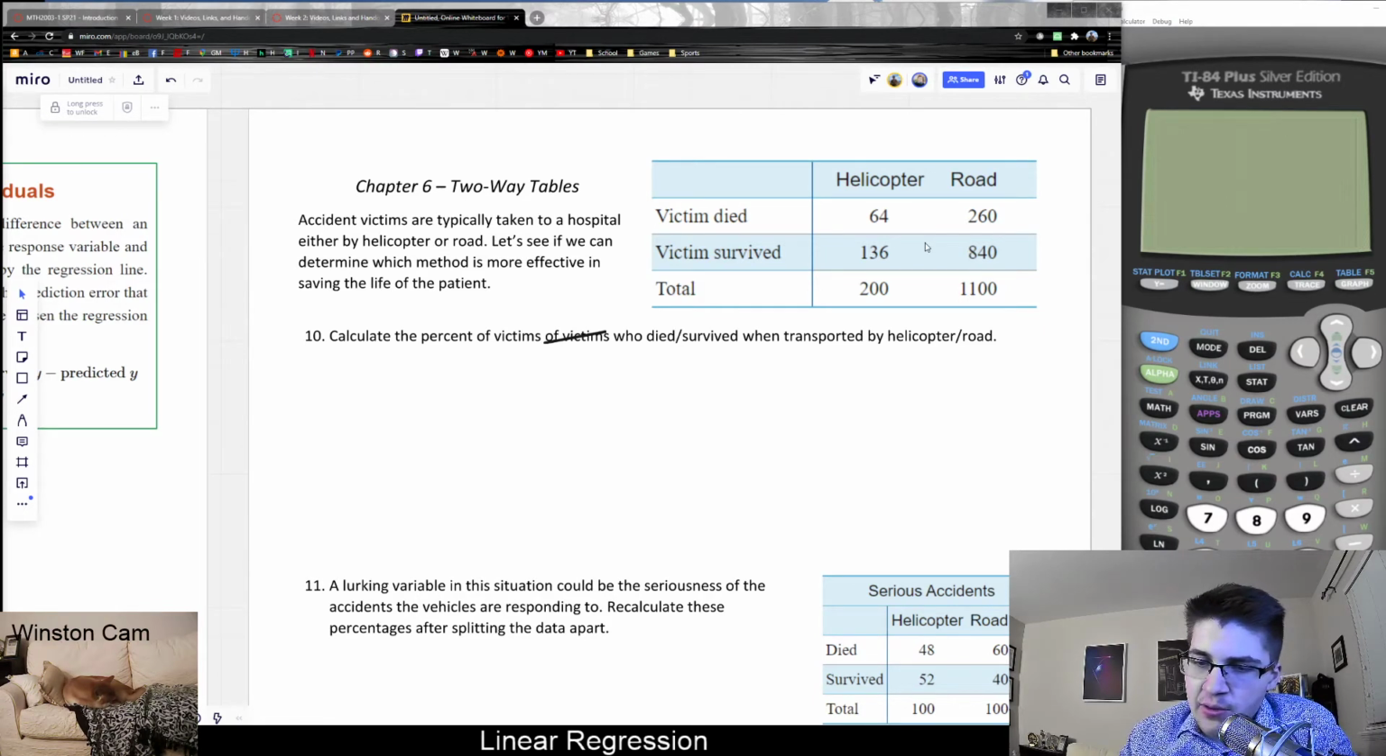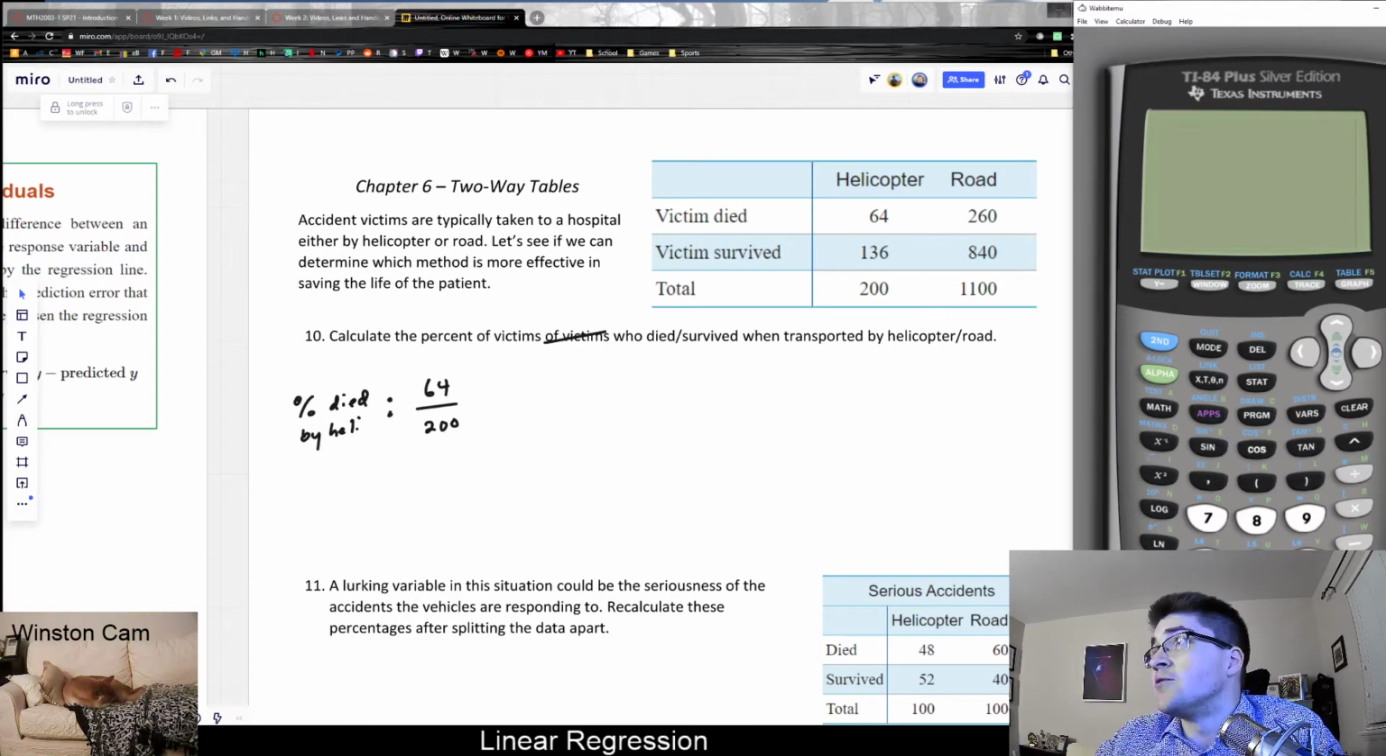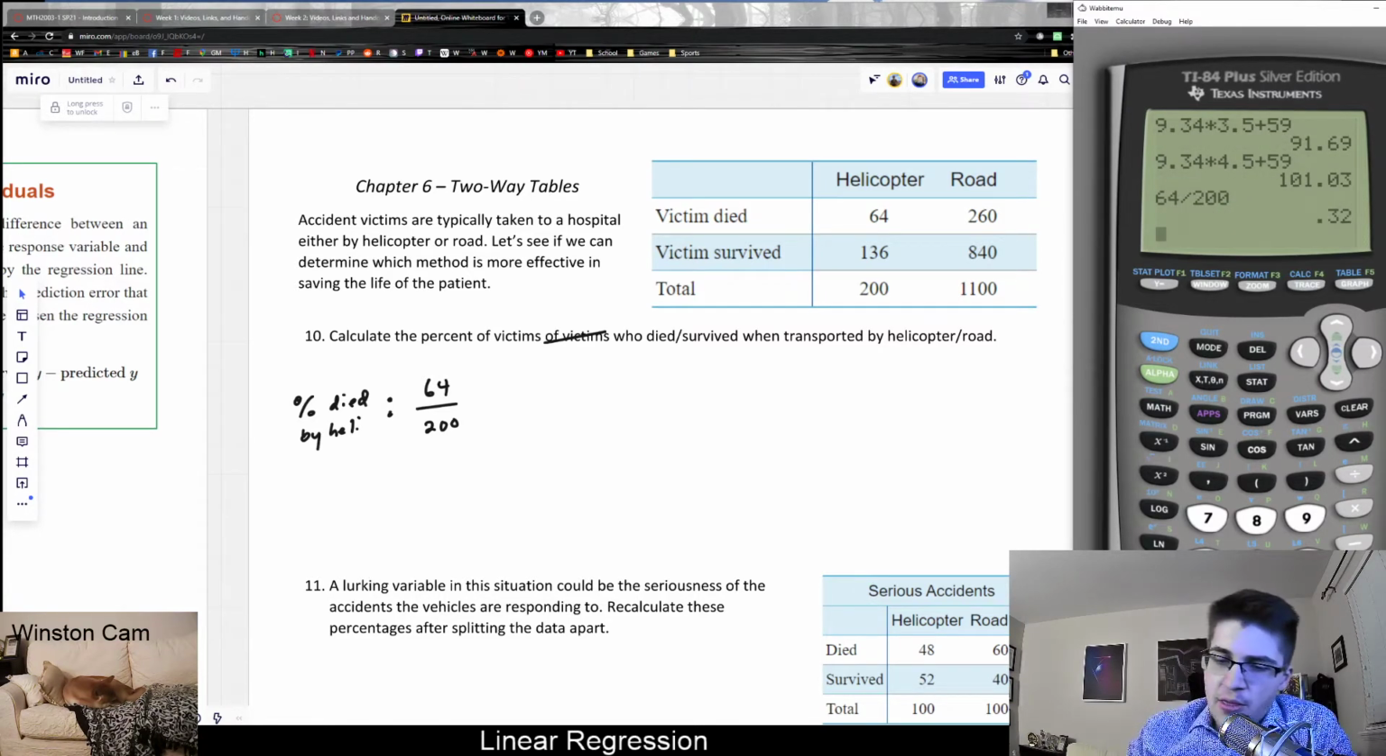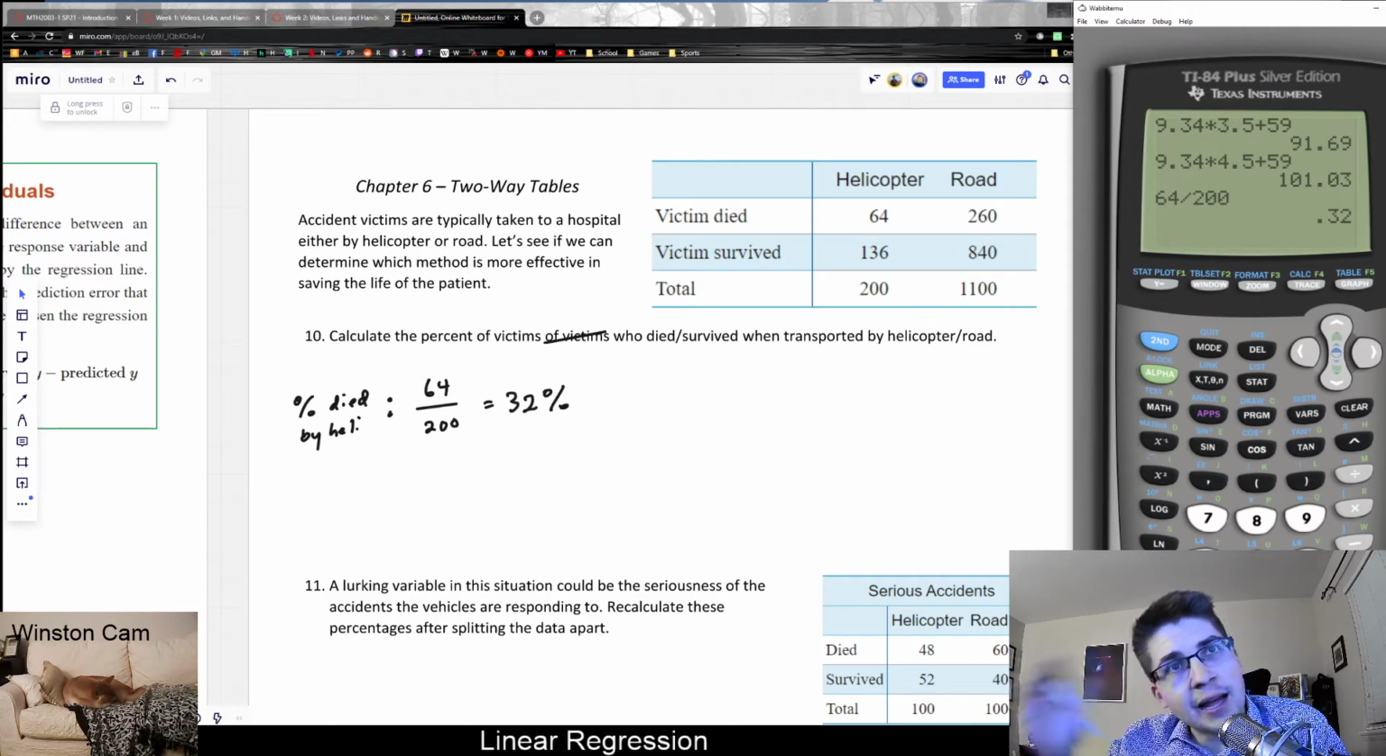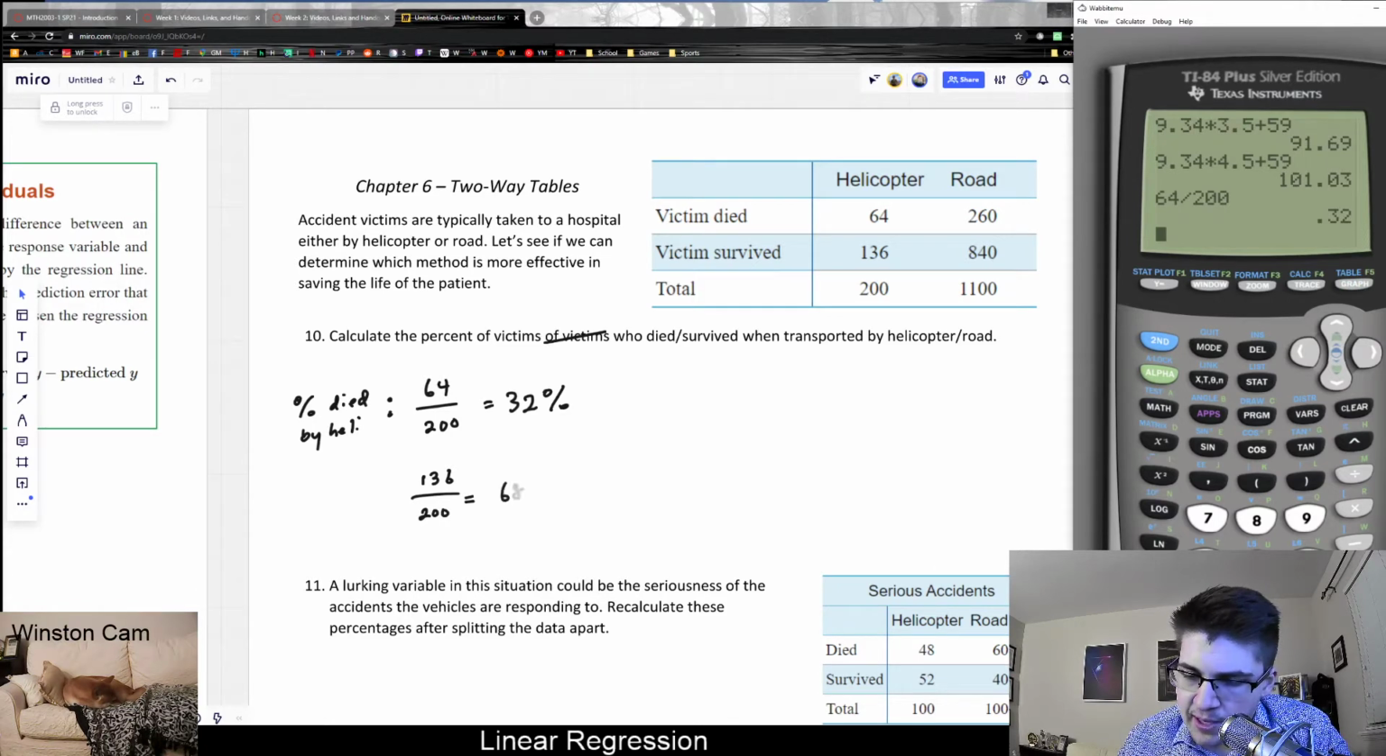But anyways, let's go ahead and see. We could check the percent who died by helicopter. Well, that would be 64 out of 200, which would be 32%, meaning that around a third of the patients who were transported by helicopter died. Of course, we could also figure out the percentage who survived, a survivability rate, but that would just be exactly the opposite since we have the total. It would be the inverse percentage, which would be 68% survived instead.